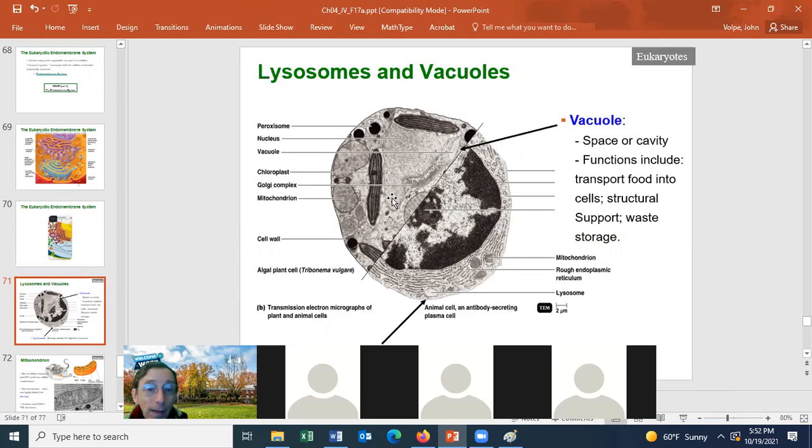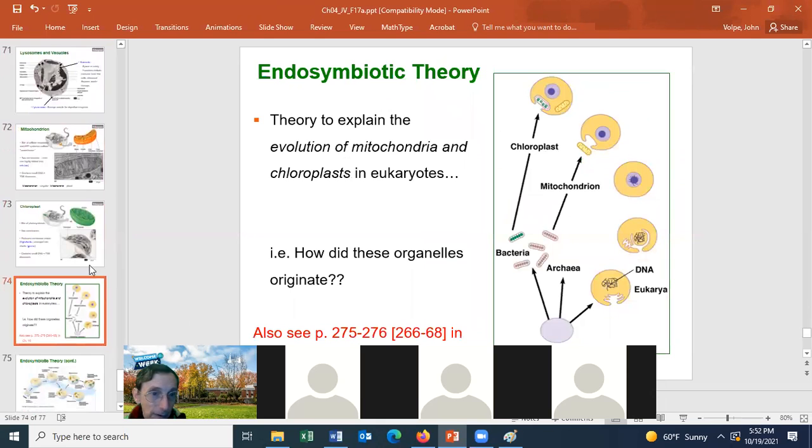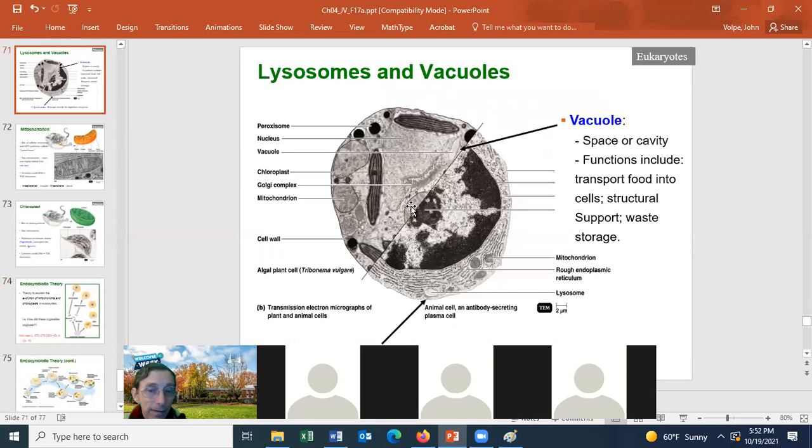Anyways, the central vacuole is much larger than a vacuole, and the central vacuole is the largest organelle in a plant cell. As I stated, vacuoles store material. That's their function. They also can provide structural support and storage of waste. Am I going to talk about the central vacuole? No, so let me talk about the central vacuole here.